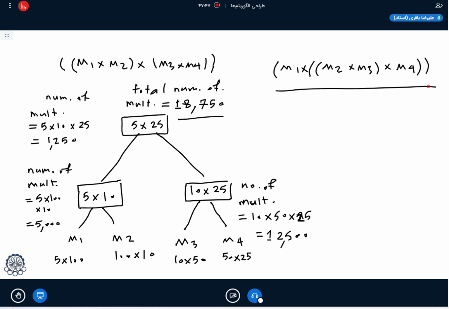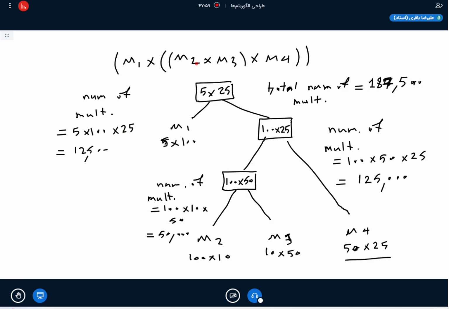Now, let us consider the right side and another parentheses. We consider it in the next slide. Okay, here first we multiply M2 and M3. The number of multiplications that are done in this multiplication is 100 multiplied by 10 multiplied by 50. So the number of multiplications is 5,000.